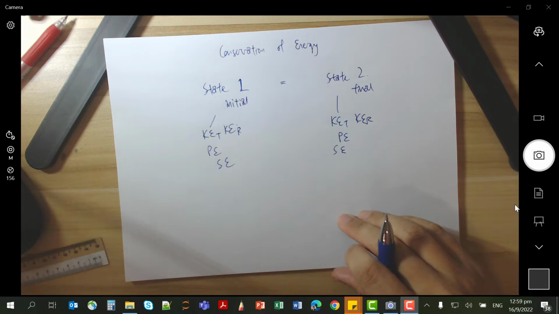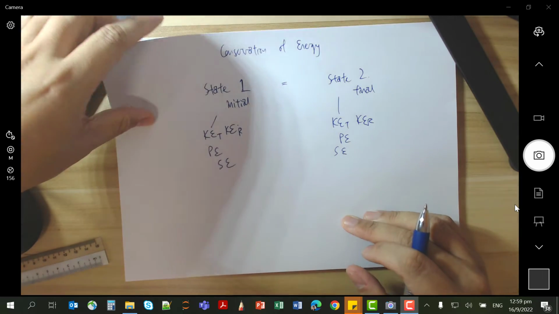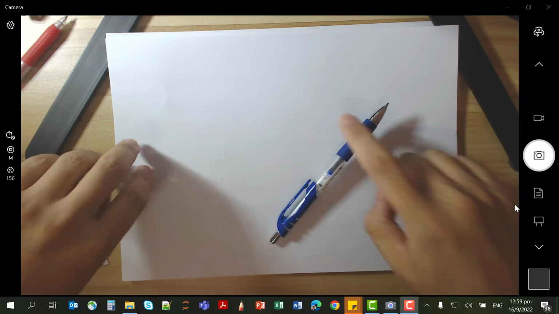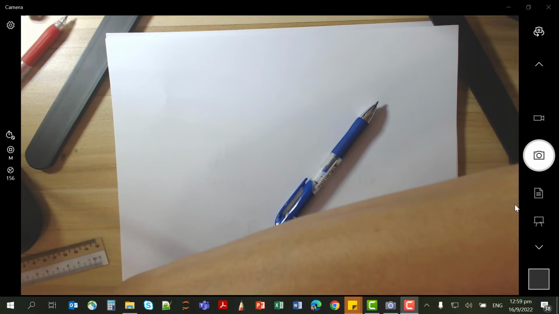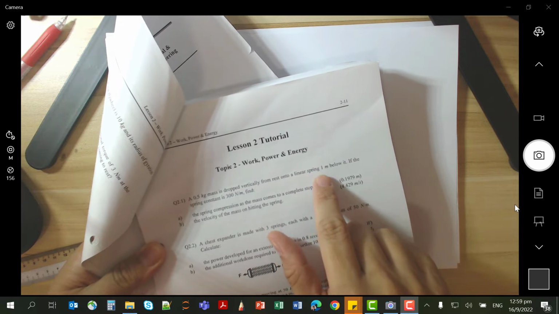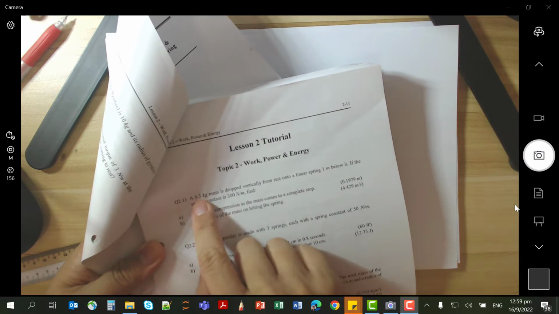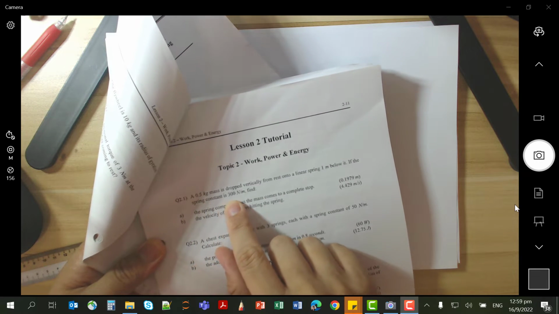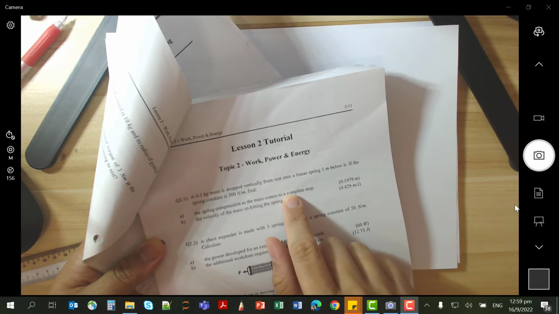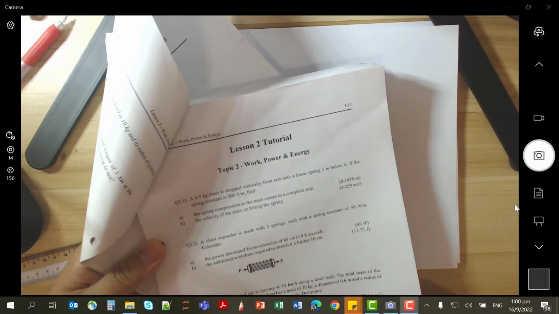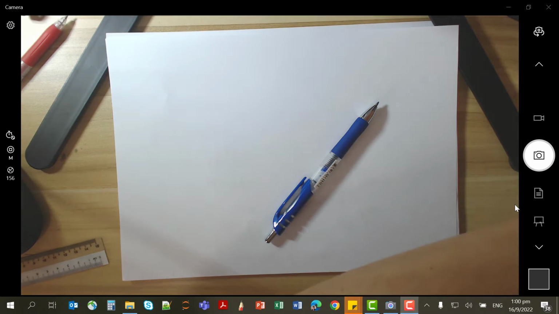Let's look at an illustration to get a better understanding. Let's look at tutorial 1, the first question of the tutorial. A mass is dropped vertically from rest onto a spring. Originally this mass is 1 meter above the spring, and a spring constant k is given. What is the compression when the mass comes to a complete stop, and what is the velocity when the mass just hits the spring? These are the two parts.